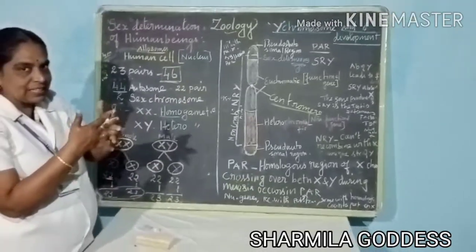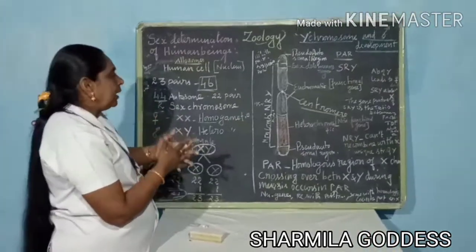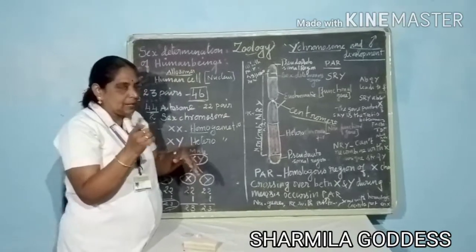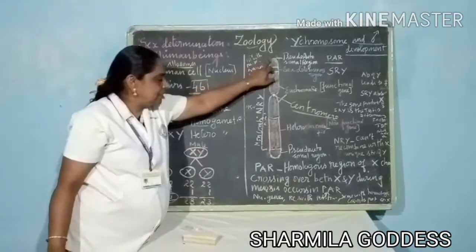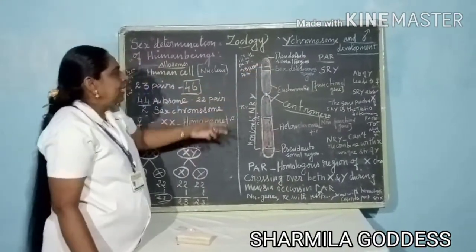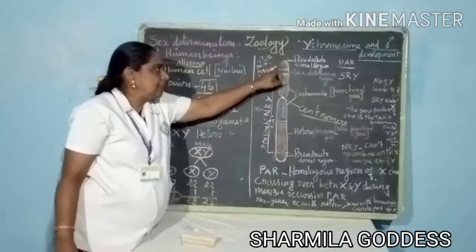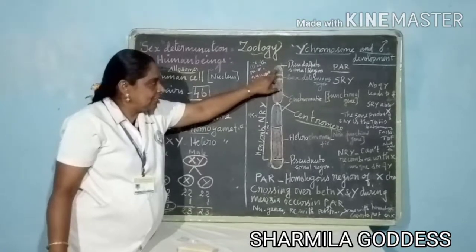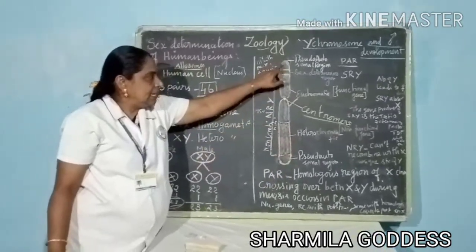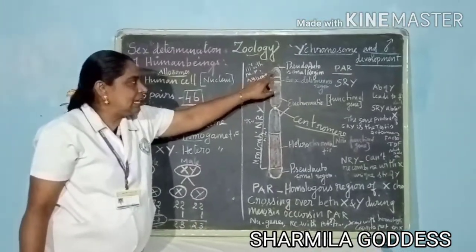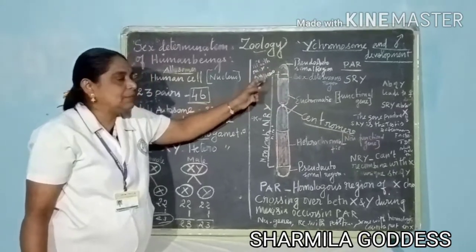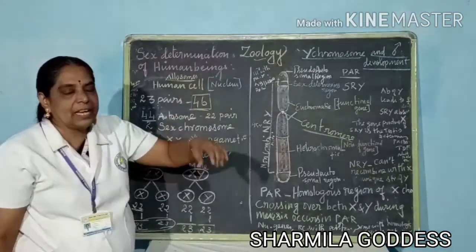There is a crossing over and synapsis. No, this happens only during the meiotic division. It happens in this PAR region of the Y. This is similar to the region of X where the synapsis and the recombination takes place during meiosis.